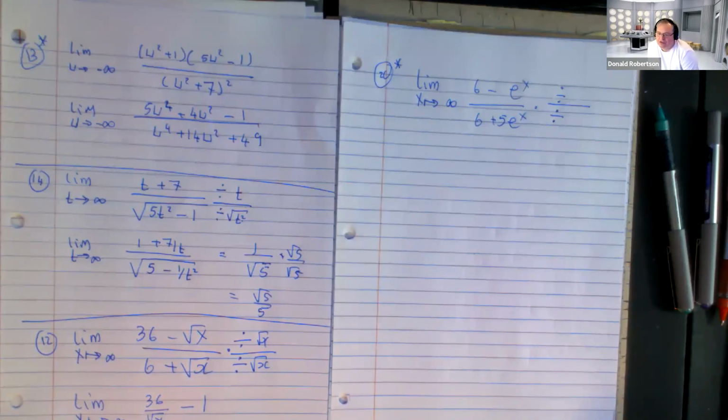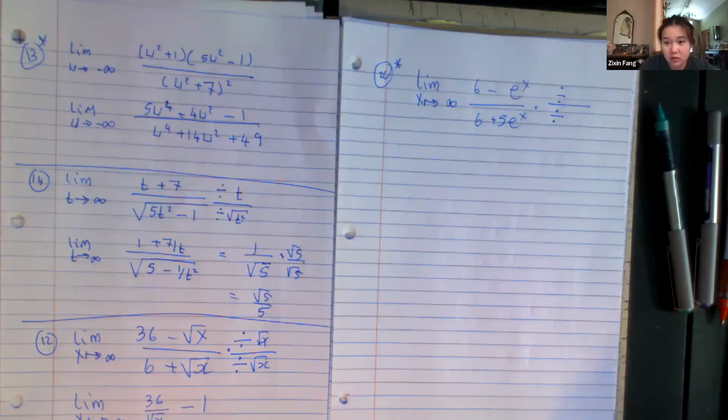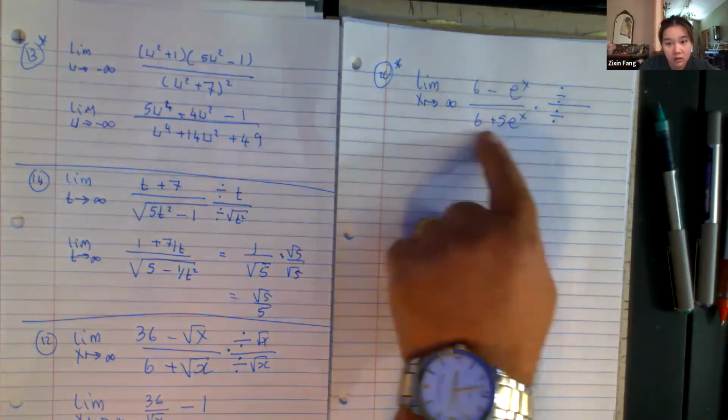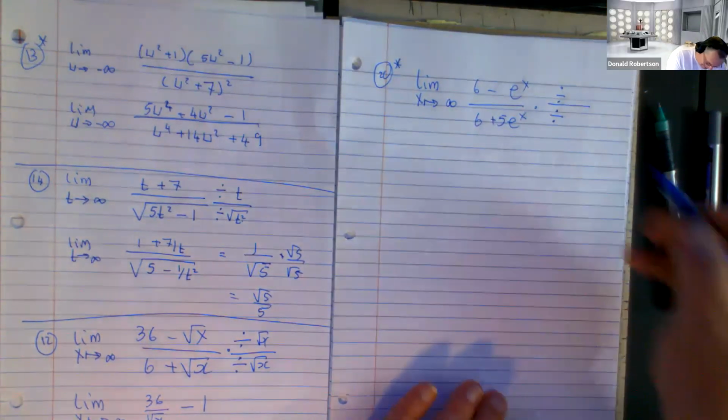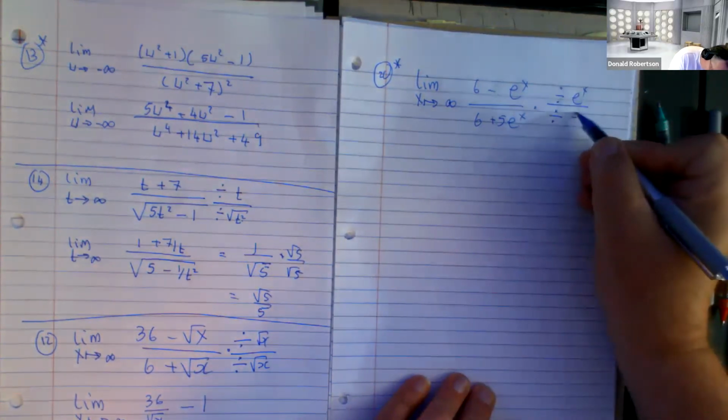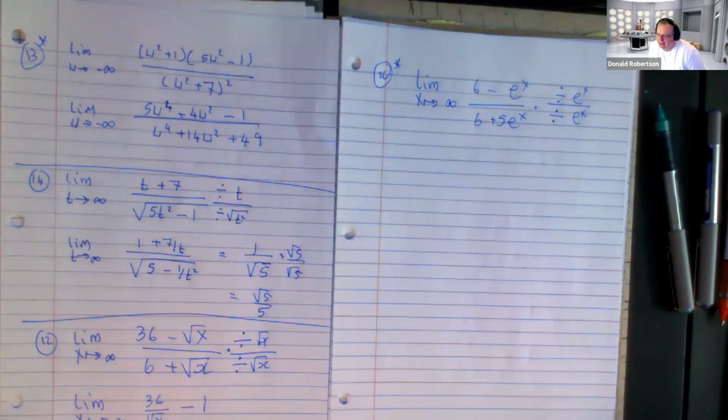Any suggestions? Divide top and bottom. What do you think? E to the x? Yeah. In a way, isn't it the only thing that is a candidate? There's not really much else there. So even if you weren't sure, wouldn't that be your go-to guess if you had nothing else to think about?